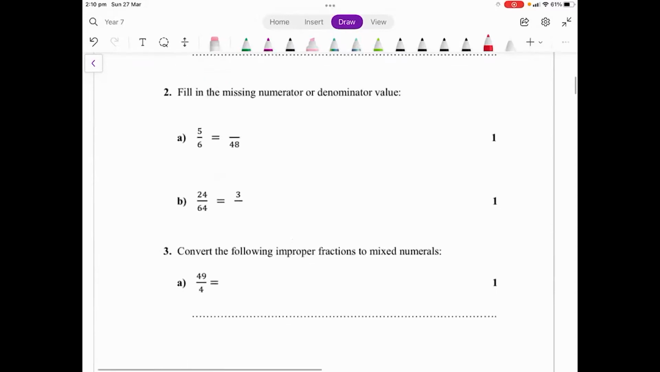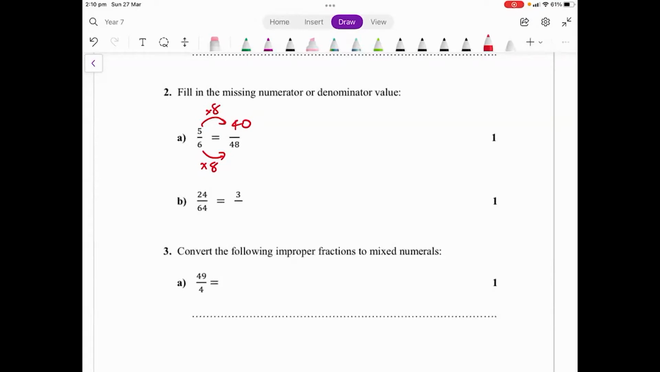Question 2 deals with equivalent fractions. So how does 6 become 48? We multiply by 8. So we do the same thing to the numerator. 5 times 8 equals 40. So the missing number is 40.